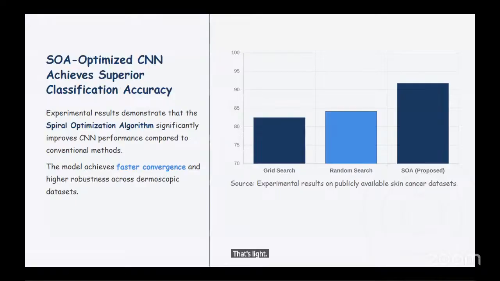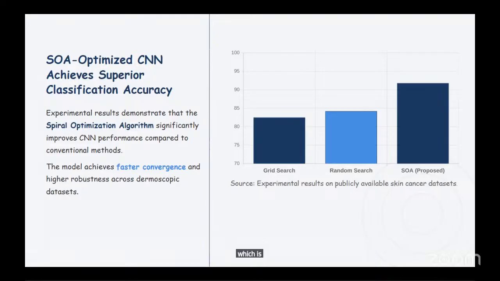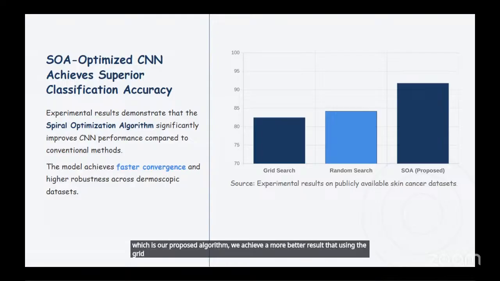Okay. When we optimize our CNN, we achieve superior classification accuracy. So from the bar chart, you can see that using the SOA, which is our proposed algorithm, we achieve a better result than using grid search and random search.